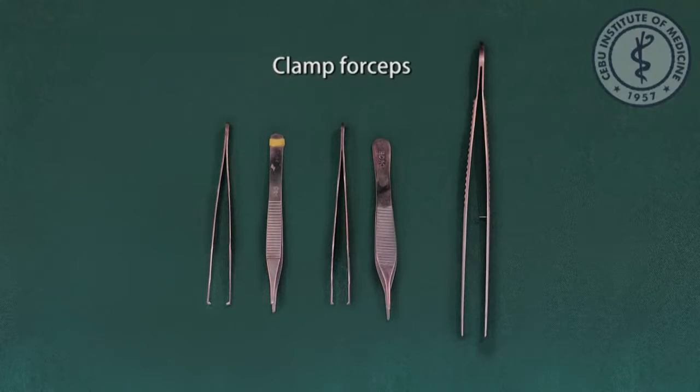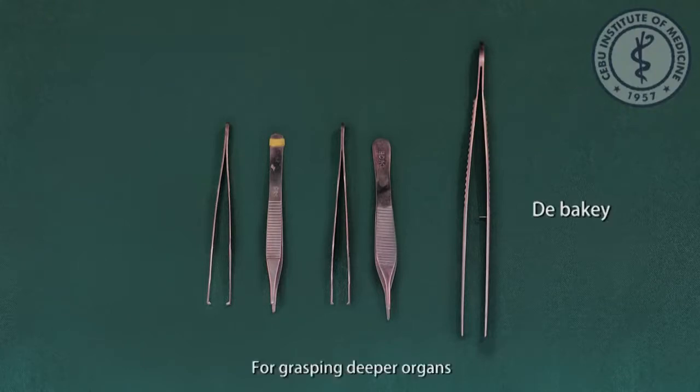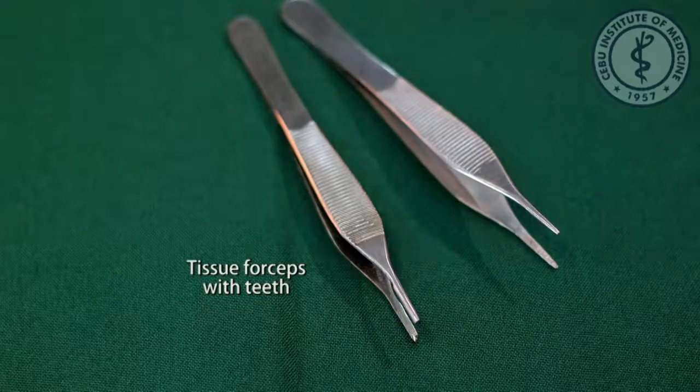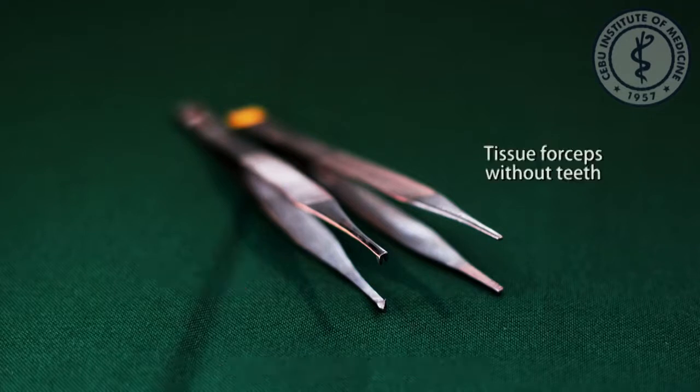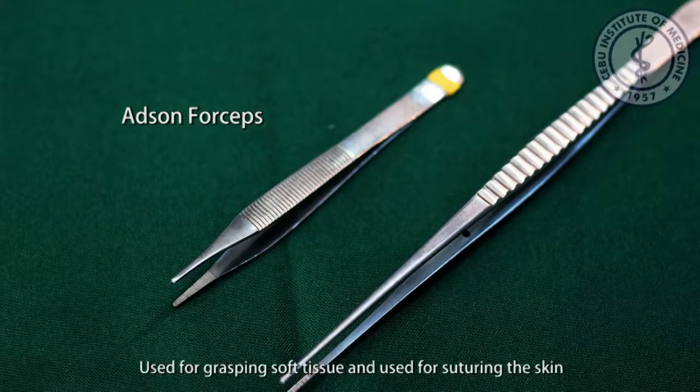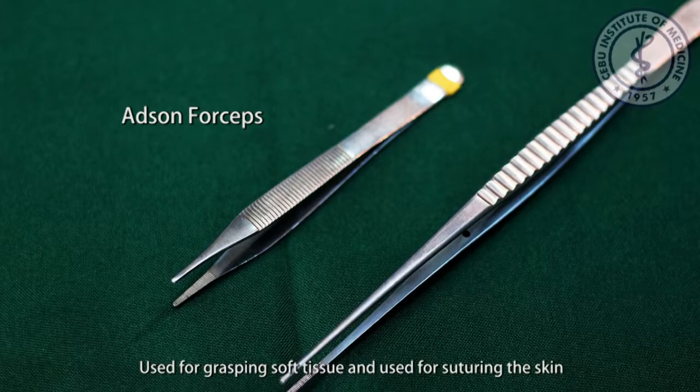Pickup forceps. DeBakey forceps, for grasping deeper organs. Tissue forceps with teeth, for grasping skin and vascular tissues. Tissue forceps without teeth, for grasping visceral organs. Adson forceps, used for grasping soft tissue and used for suturing the skin.